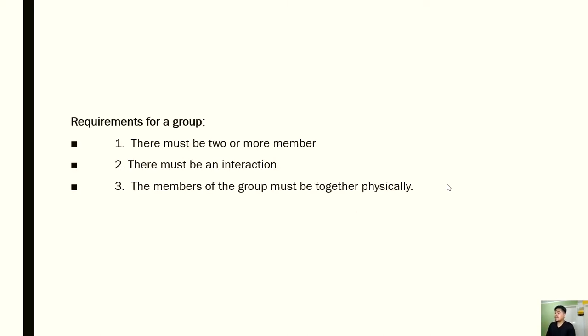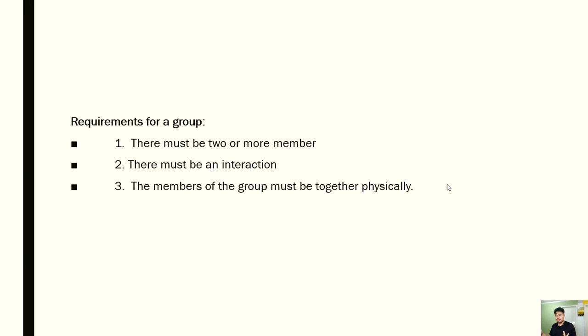Yan. So, requirement for a group, there must be 2 or more members. Yan, yung sinabi ko kanina. There must be an interaction. So, this is now yung communication process. Possibly an example would now be the communication process. You're now talking with each other. Or pwede din sa loob ng jeep na interaction, pagpasa ng bayad, di ba? Or with your friends, pag-uusap.